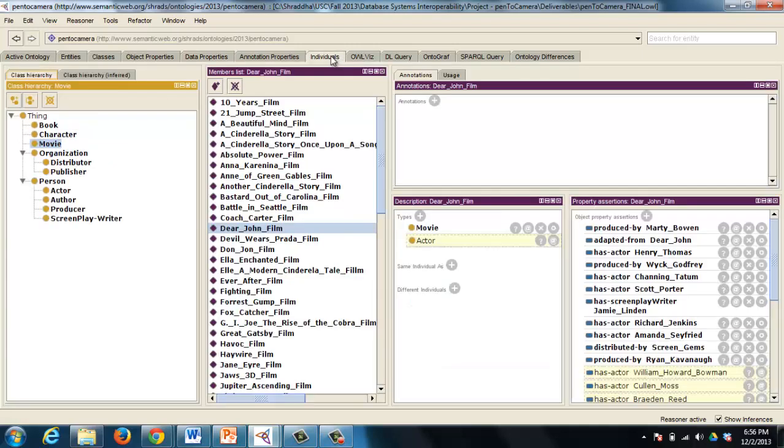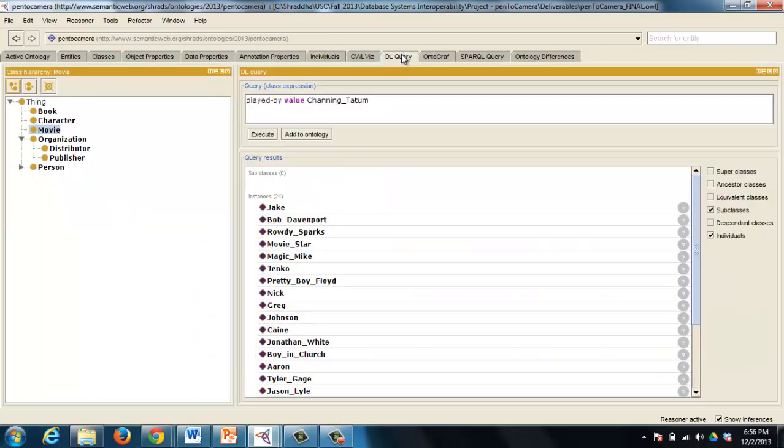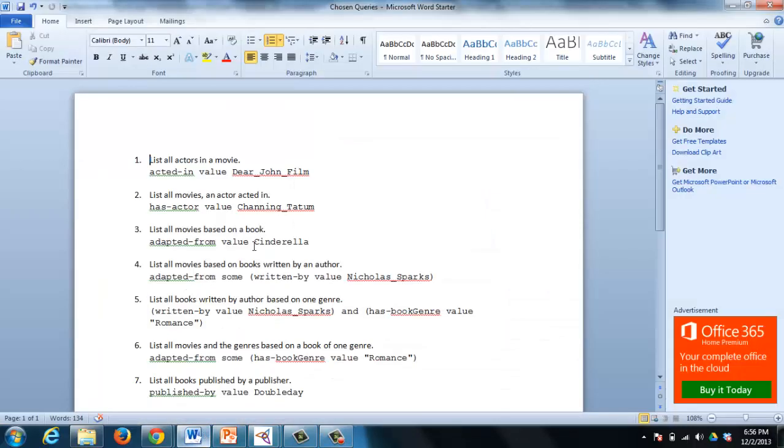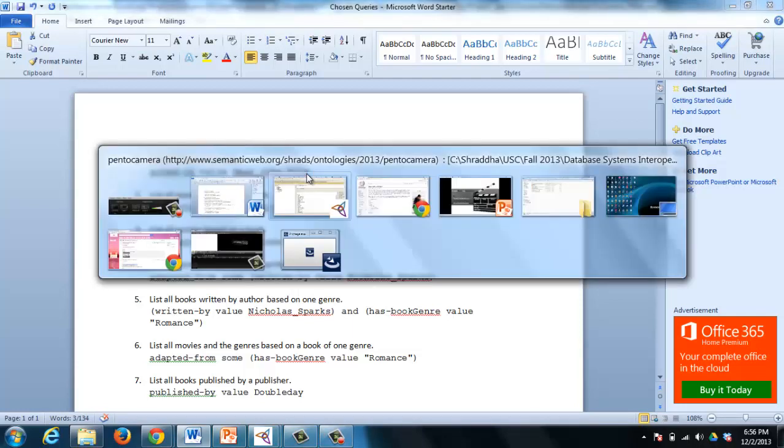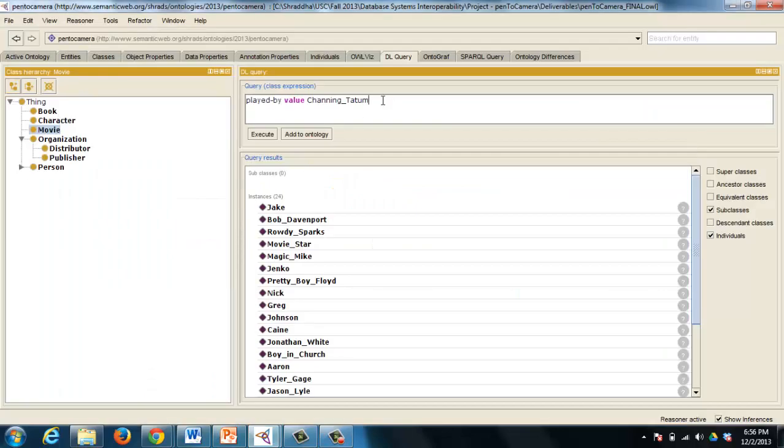So now that we have understood the classes and the links between these classes in our ontology, we can go ahead and look at some queries so that we can figure out how this information and this kind of organization of the information can be used to infer some really cool things from this ontology. So we'll start with something simple. Let's try and find all the actors in a movie. So we'll consider Dear John since we started with that.